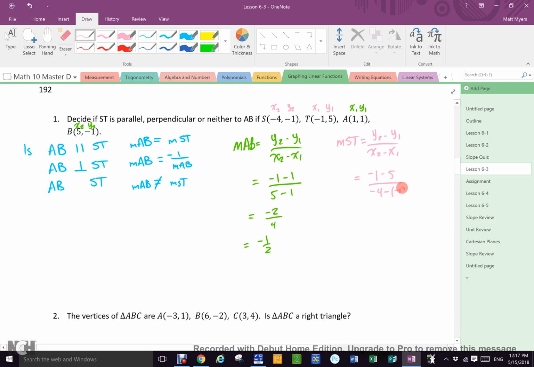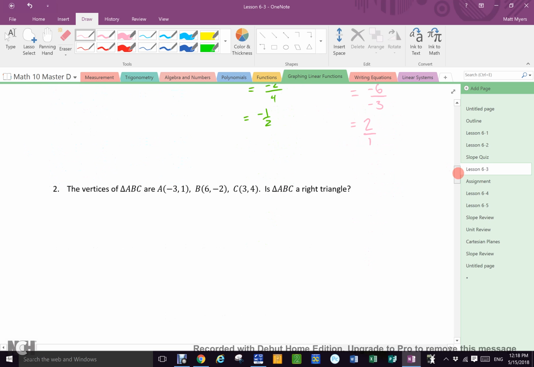Negative 1. What's negative 1 minus 5? Negative 6. What's negative 4 minus minus 1? Negative 3. Two negatives make what? A positive, and 6 divided by 3 is 2. Are those opposite reciprocals? Yeah, because that's really 2 over 1, isn't it? So which of these three is true? Are they parallel? No. Are they perpendicular? Yes. Is everybody good? Great. Let's go to the next question.